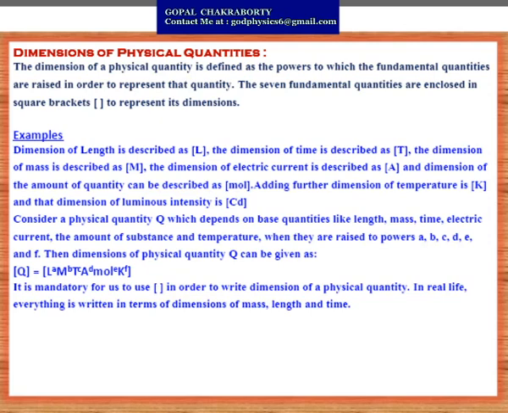It is mandatory for us to use the square bracket in order to write the dimension of a physical quantity. In real life, everything is written in terms of dimensions of mass, length, and time. So these three are the most important among the seven fundamental physical quantities and their dimensions.